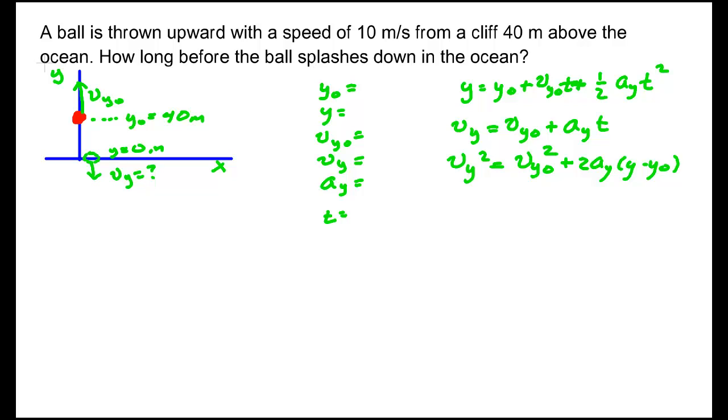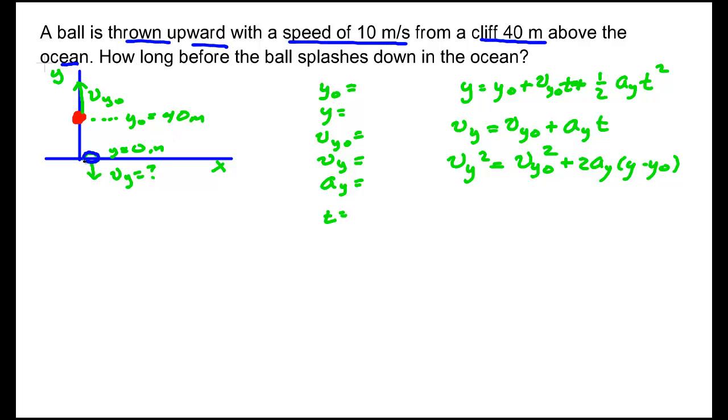In this video we work another problem that is a uniform acceleration. The ball is thrown upwards with a speed of 10 meters per second, from a cliff 40 meters above the ocean. The ball goes up, then the ball comes down and eventually splashes into the ocean at some later time.